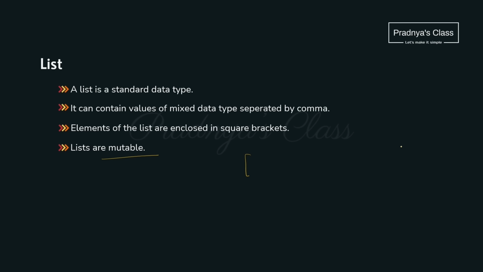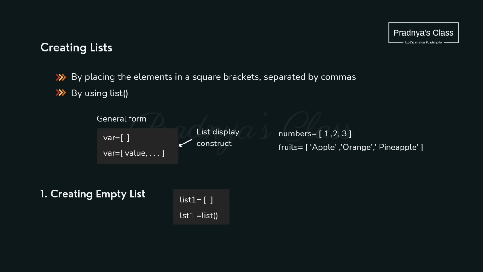Elements of the list are enclosed in square brackets. It contains mixed data which are separated by commas. Alright, let's take a small tour of list. With the hope that you know how to create the list, we are starting our tour.